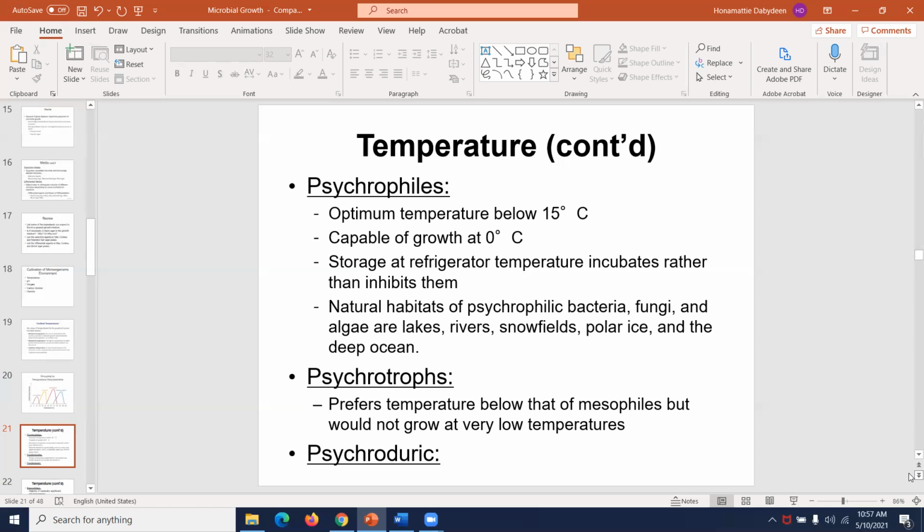Now, psychroduric organisms are those that maybe are regular organisms that like medium temperatures, but if you put them in the cold, you're not killing them. They can endure, they can withstand a little bit of that cold.